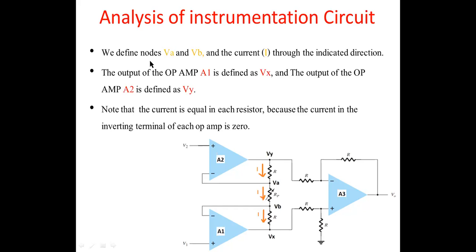So we define nodes VA and VB and the current I through the indicated direction. The output of the op-amp A1, this is op-amp A1, is defined as V_x. And the output of the op-amp A2, this is A2 op-amp, its output is defined as V_y. These are the nodes and these are the currents. With these values as indicated, the current is equal in each resistor because the current in the inverting terminal of the op-amp is 0. ठीक है, सही, तो यहाँ से करंट 0 होगा दोनों में, so these three currents will be equal.